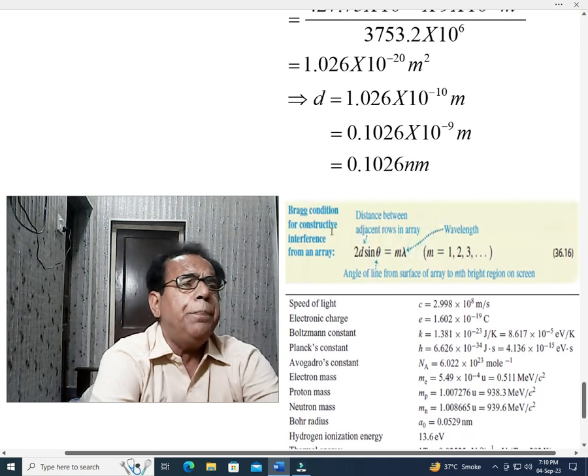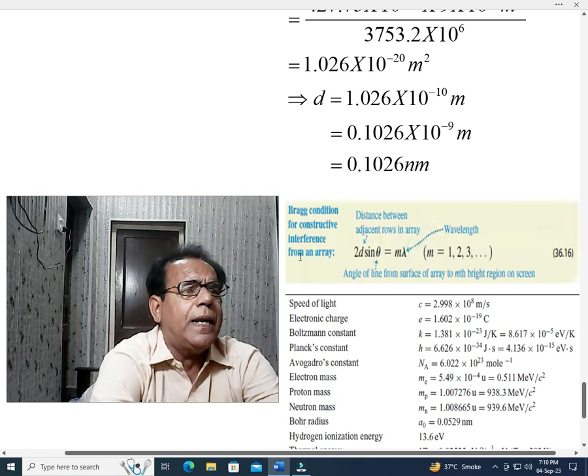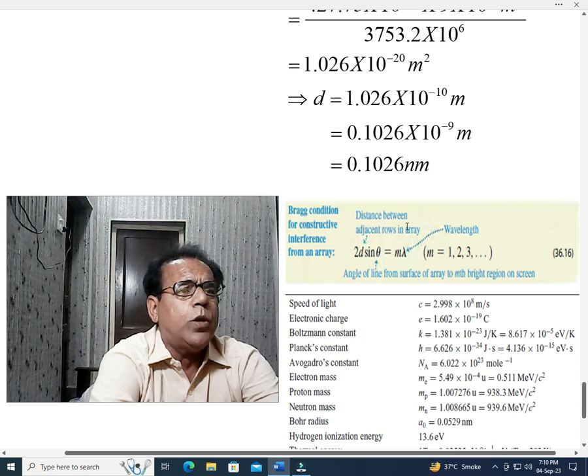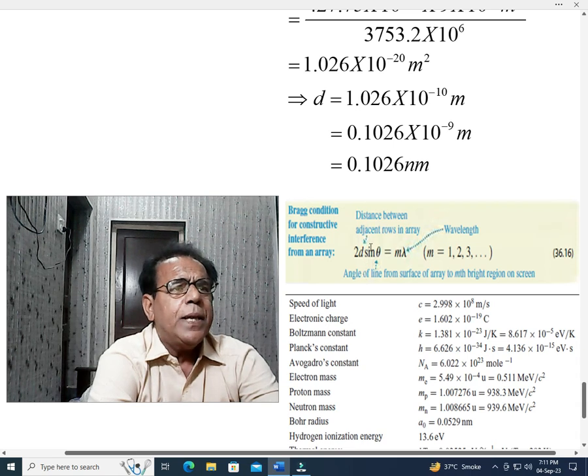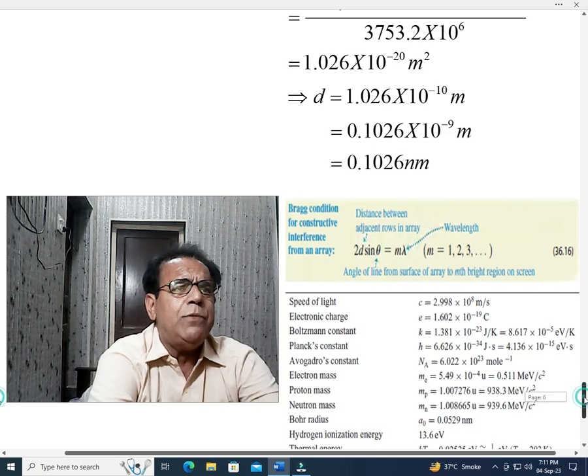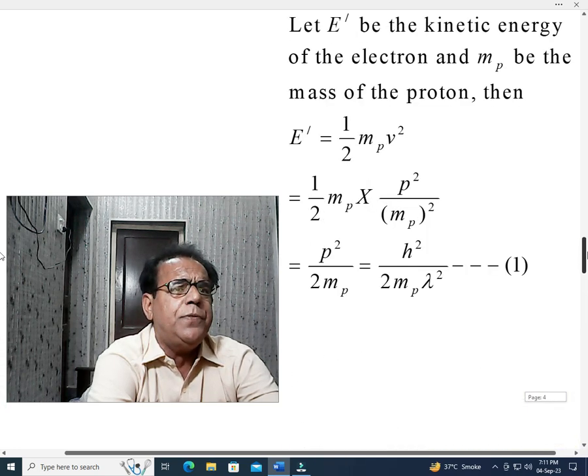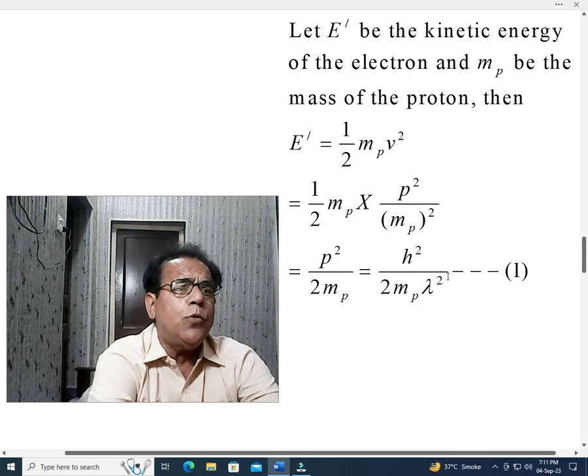Bragg's condition for constructive interference for an array: 2d sin theta, where d is the distance between adjacent rows in the array and theta is the angle of the line from the surface of the array to the mth bright region on the screen, is equal to m lambda, where lambda is the wavelength and m is equal to 1, 2, 3 and so on. In the next part of this problem we will use this value, in place of lambda, from Bragg's law.